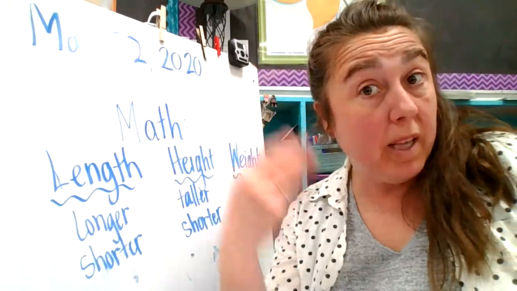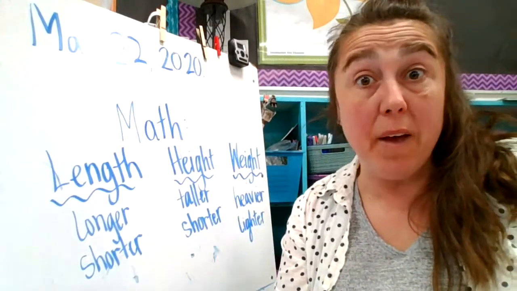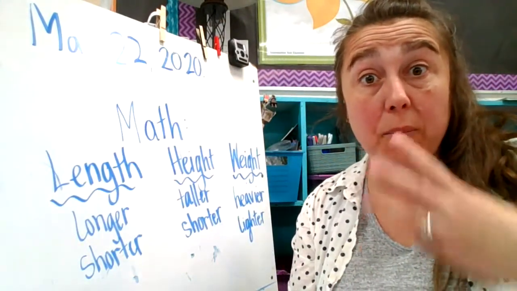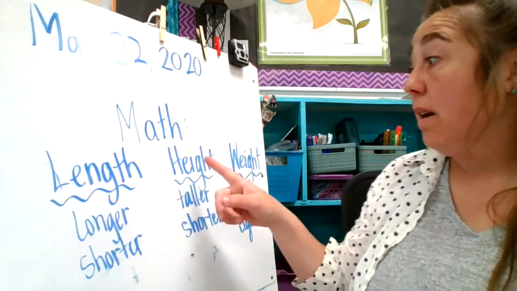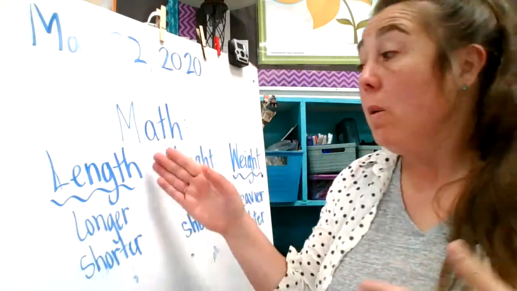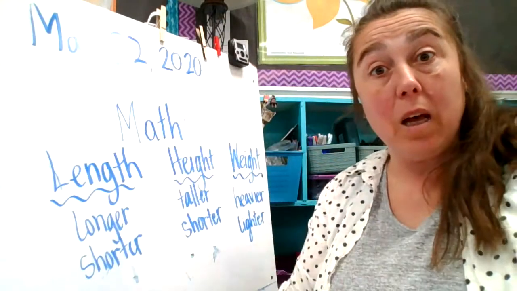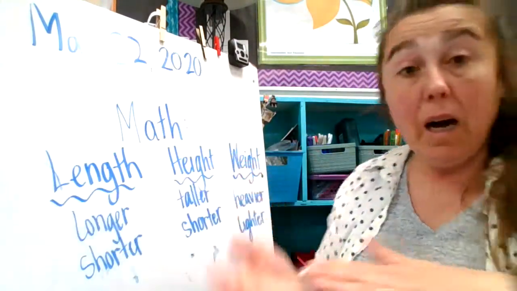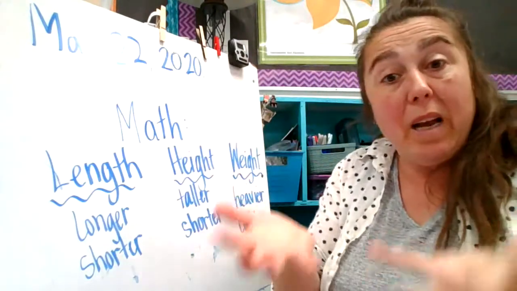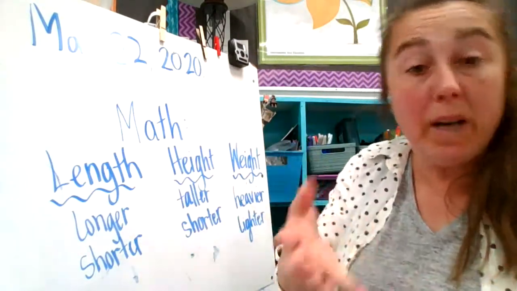It's a 3-day weekend. Today in math we're going to talk about 3 things about measurement that we've already done: length, height, and weight. When we talk about length, we talk about is it longer or shorter? And when we measure length, we measure it across. Height, we measure up, and weight, how much does it weigh? Is it lighter or heavier?